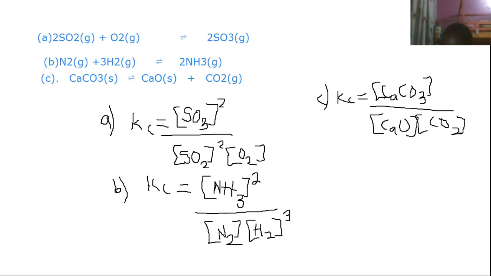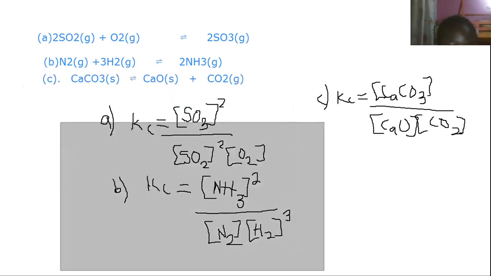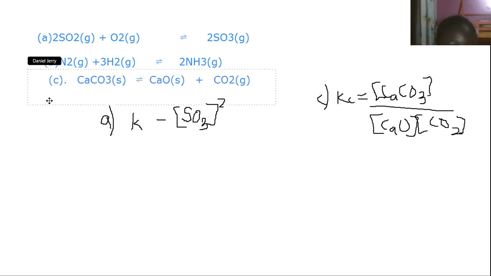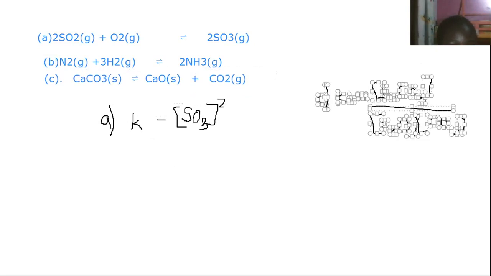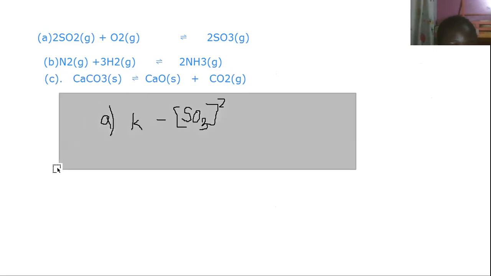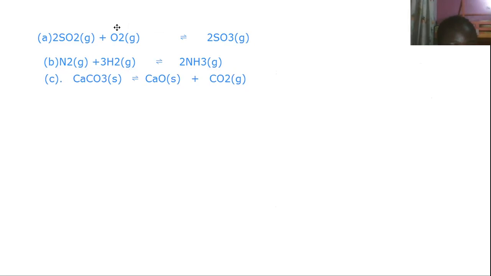I'm going to explain that. Now, what I'm trying to say is this: let's use one of these reactions, for example. Because if the concentration is constant, the order will be 0.